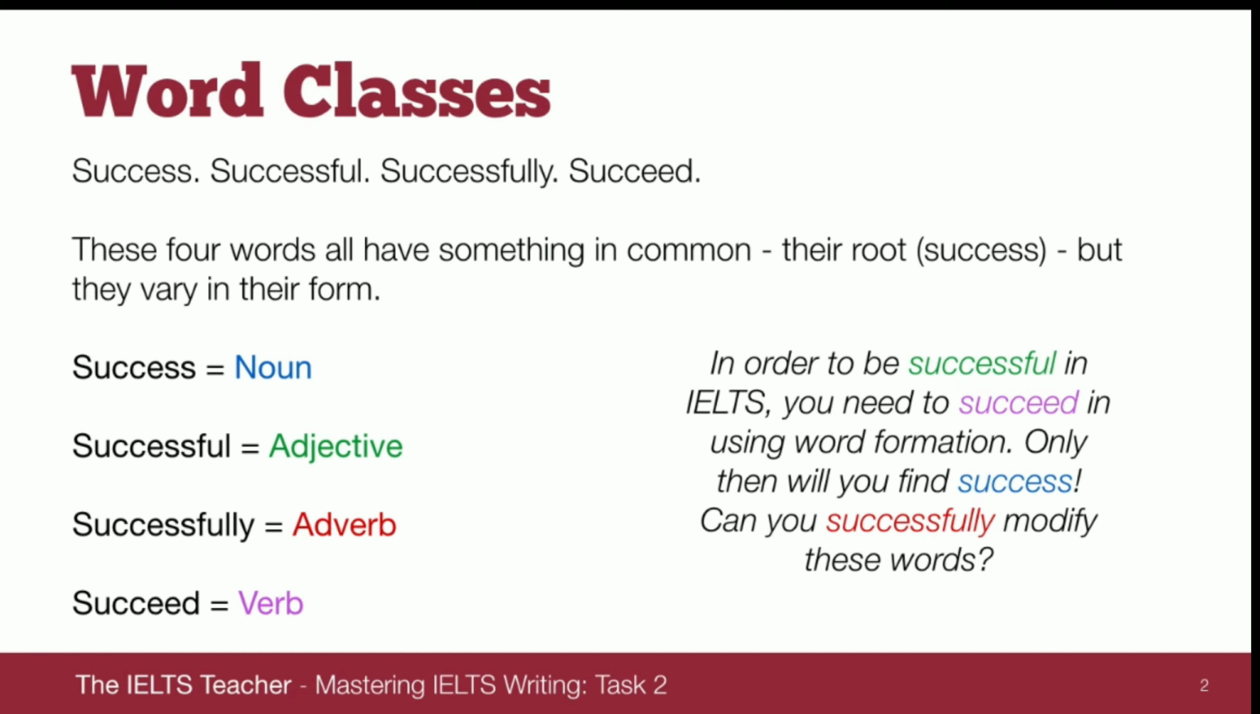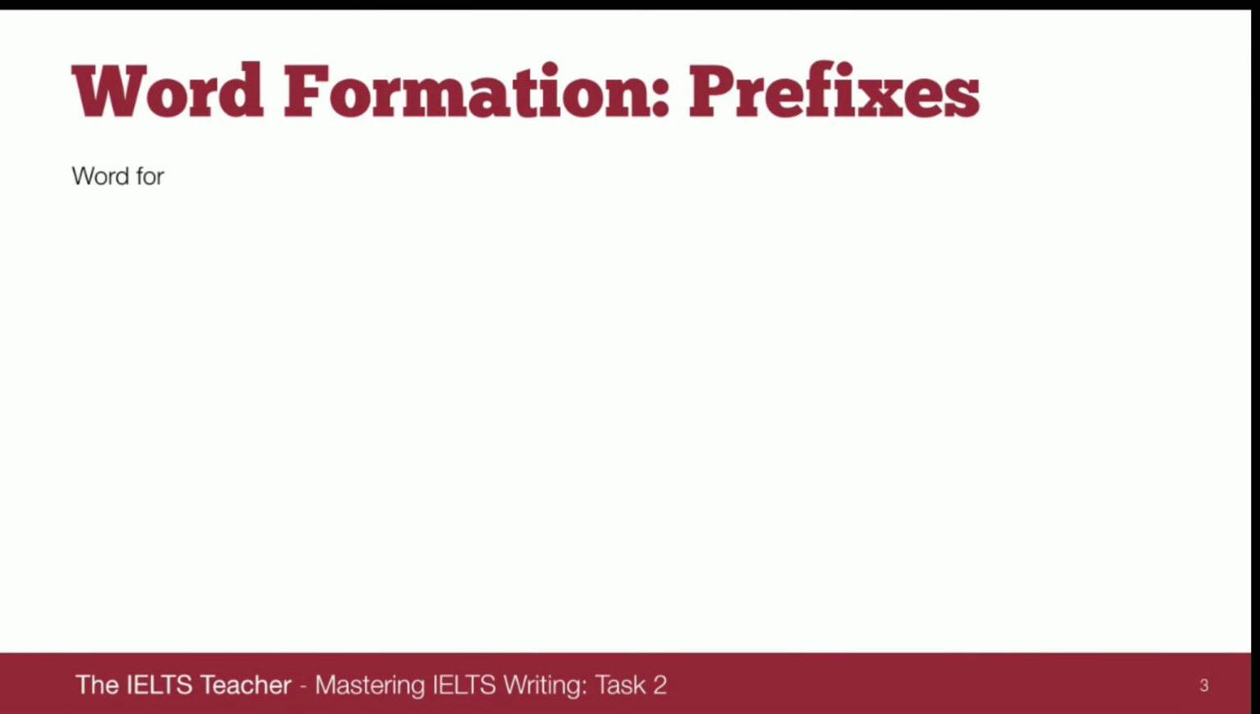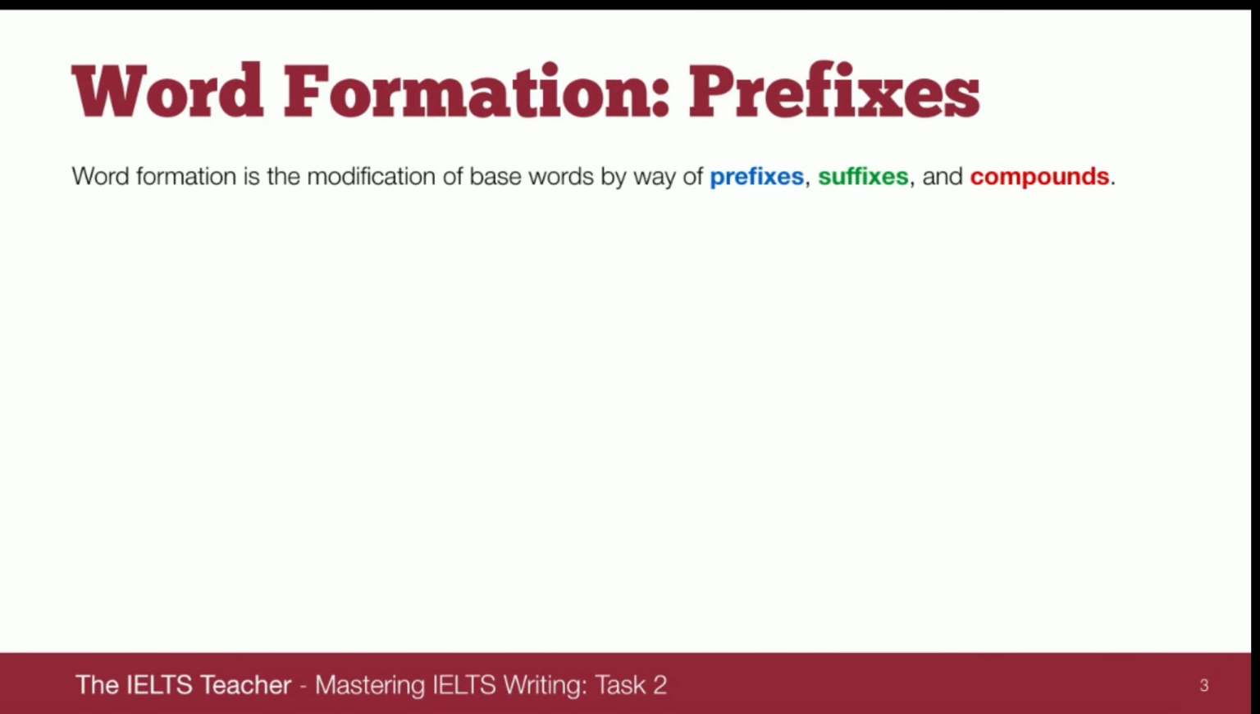We can modify all of these words by way of word formation. And word formation can come in three different kinds. It's all about the modification of base words by way of prefixes, suffixes, and compounds. And we're going to look at these things in turn, starting with prefixes. So prefixes, what are these? Prefixes are bits of language which are added before the base or stem of the word. You should recognize a couple of these examples here.